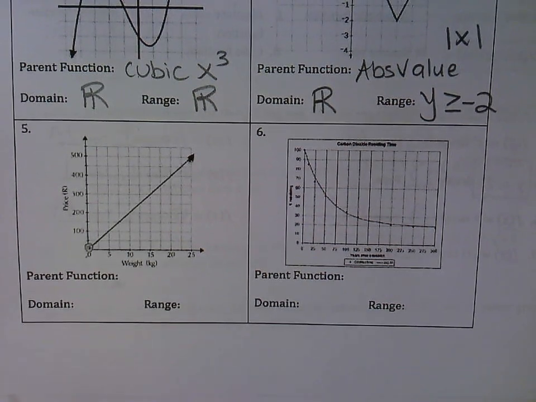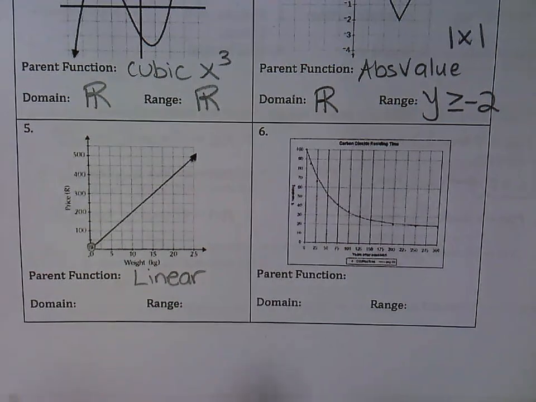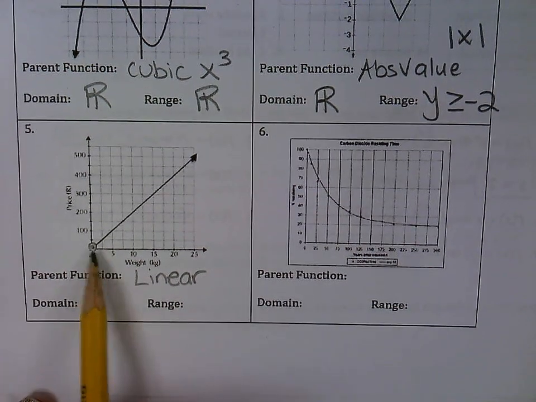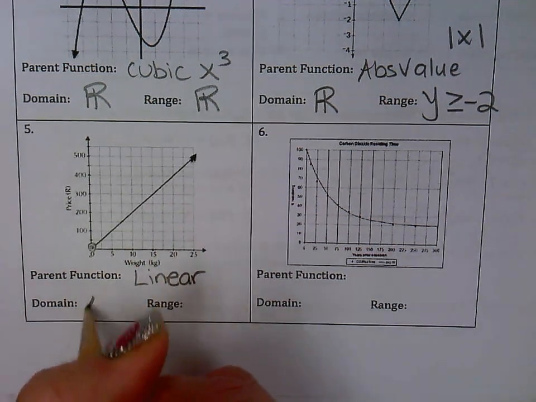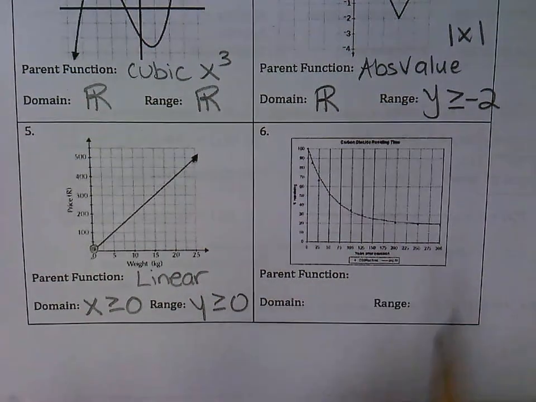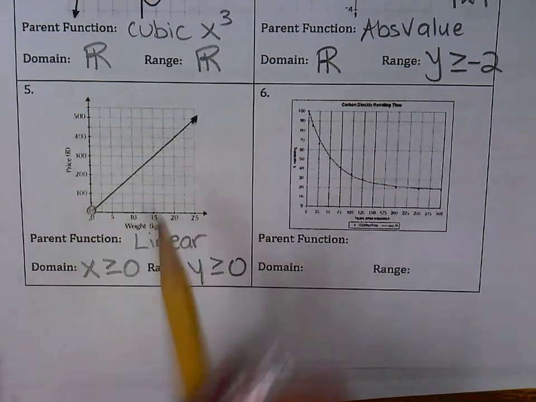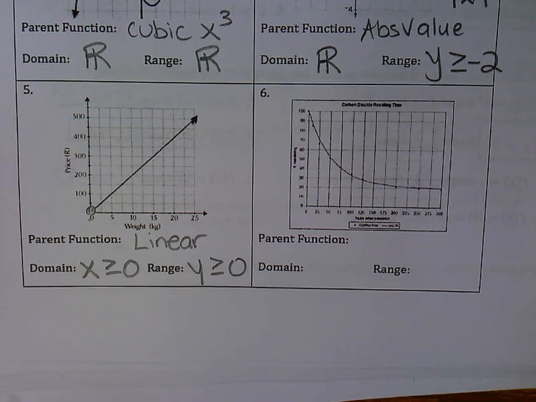So which kind of function is this? I already said it's a line, right? Linear. So my domain starts at 0 for weight and then goes up forever, right? So x is greater than or equal to 0. And then my price is y, and that's also greater than or equal to 0. Right? Because there's supposed to be like a dot right there. It's an application problem, so you can't have a negative weight.